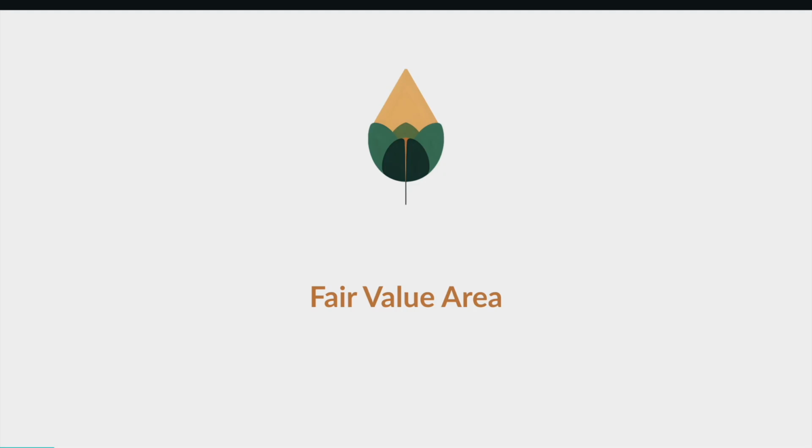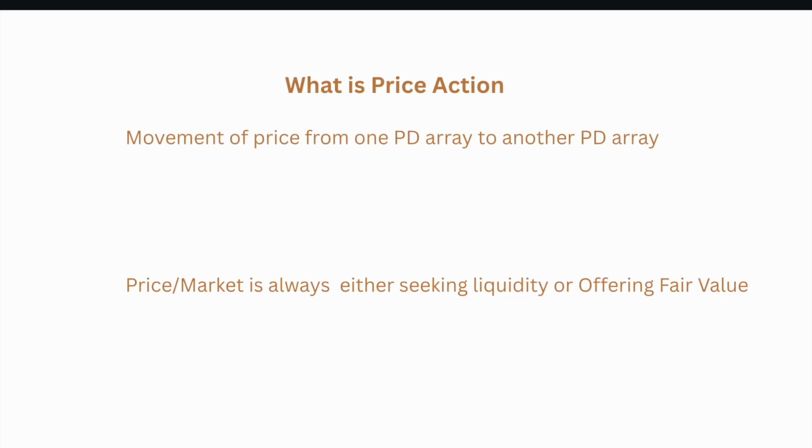So today we will understand fair value area and order blocks. Now we know in the market price is always moving. Price is always moving from one PD array to another PD array. So at any given time, what is price doing when moving from one PD array to another? It is either seeking liquidity or offering fair value. That is what we always know.